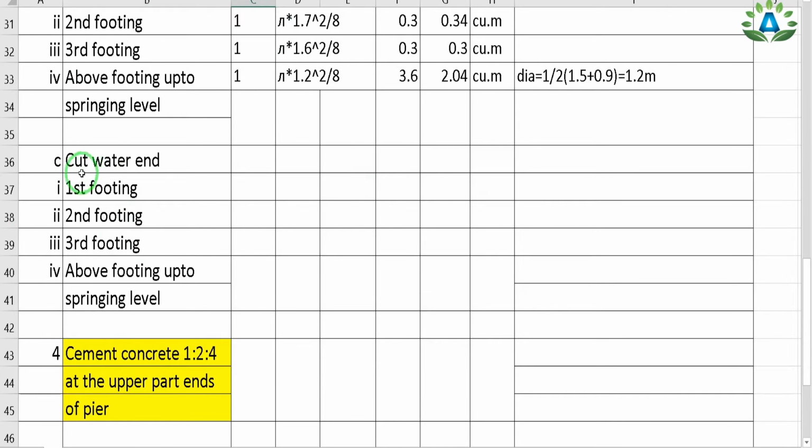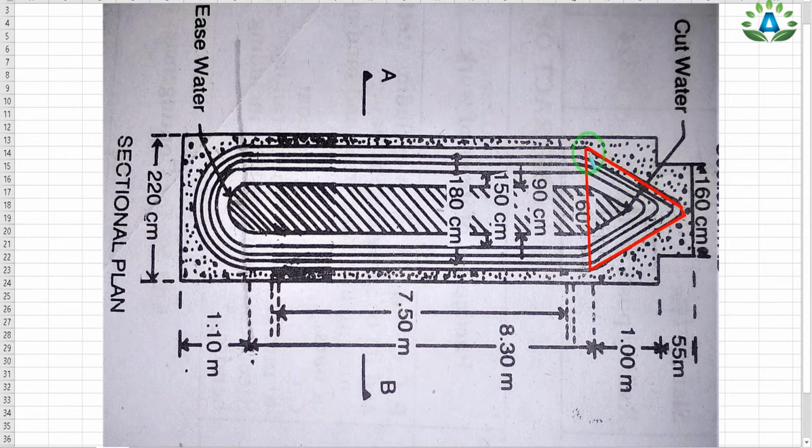That means our triangular portion. So here we can see that this is our first footing and this is our cut water end portion, and we know that the formula for the area of the triangle equals 1 by 2 into base into height, in which the base is this portion and height is this portion. We have already calculated this base, but we don't have this height, so we need to calculate it.